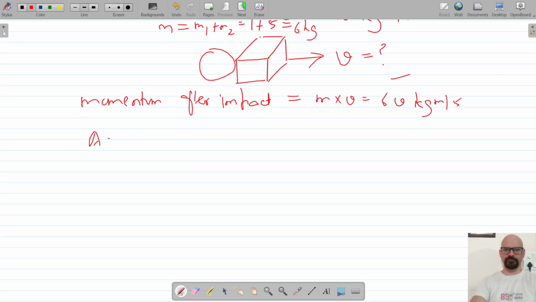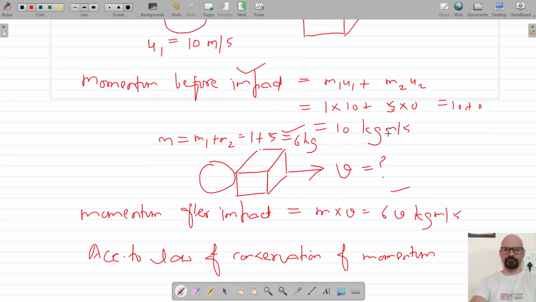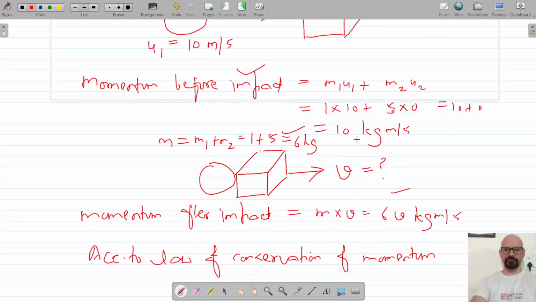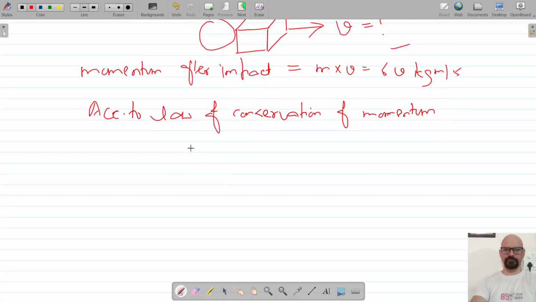So according to the law of conservation of momentum, initial momentum is equal to final momentum. The initial momentum is 10 kg meter per second. So 10 is equal to 6v, and v is equal to 10 by 6, which is equal to 5 by 3 meter per second. So this is the final velocity of the combined objects.